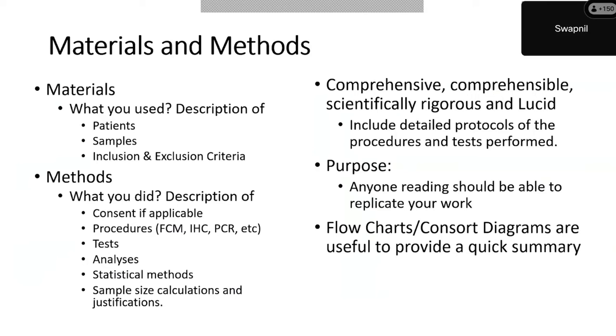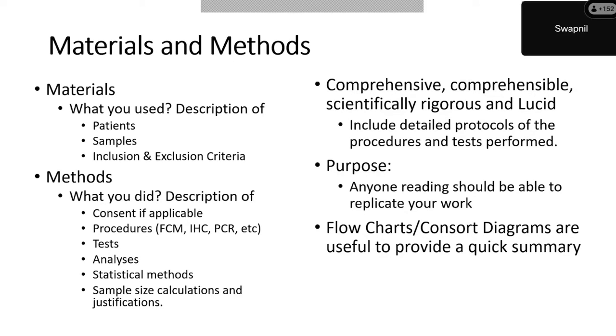Going on to the next section, the materials and methods. Materials are essentially a description of all the things that you used: the patients, the samples, usually a description of the inclusion and exclusion criteria in as much detail as possible. All these sections have to be extremely detailed. The purpose of doing this is that anybody who's reading your work should be able to replicate your work and come to a similar conclusion.